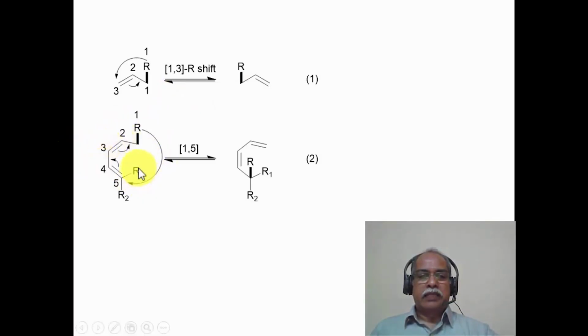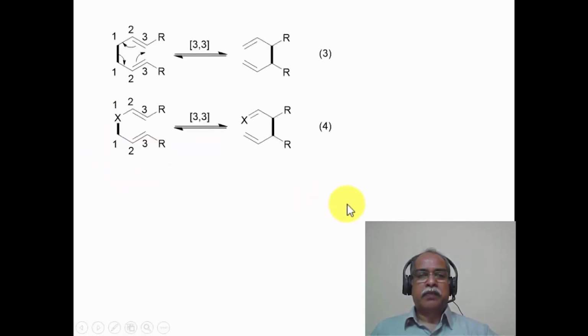This is a butadienyl system to which a carbon-R group is attached. This carbon is a saturated carbon, sp3 carbon. The group is now migrating to position number 5, so it is a 1,5 sigmatropic rearrangement. Now these are 2 special class of sigmatropic rearrangement where the thick bond that is shown here is migrating, and during the course of the migration a new bond is formed between carbon number 3 and 3. These are called 3,3 sigmatropic rearrangement. There is a special name for this reaction. It is called the Cope rearrangement.